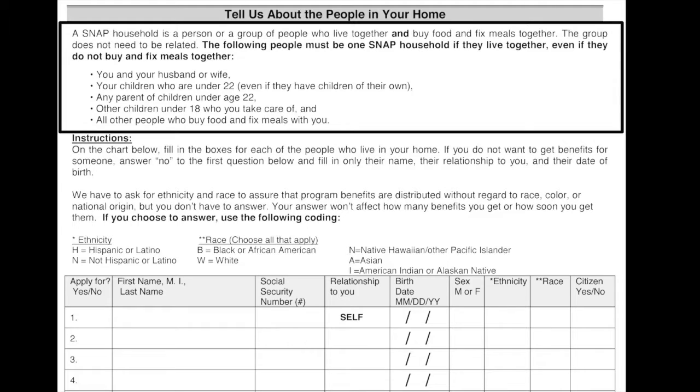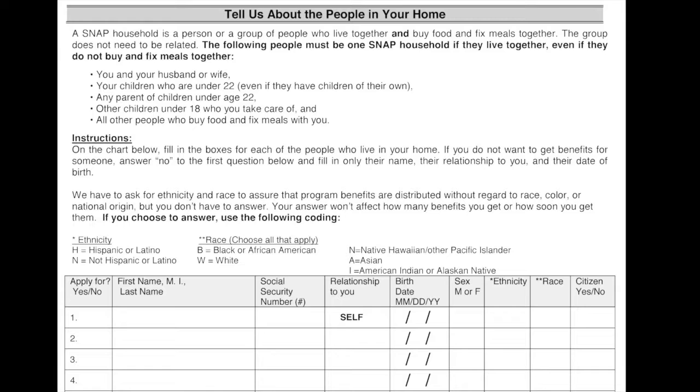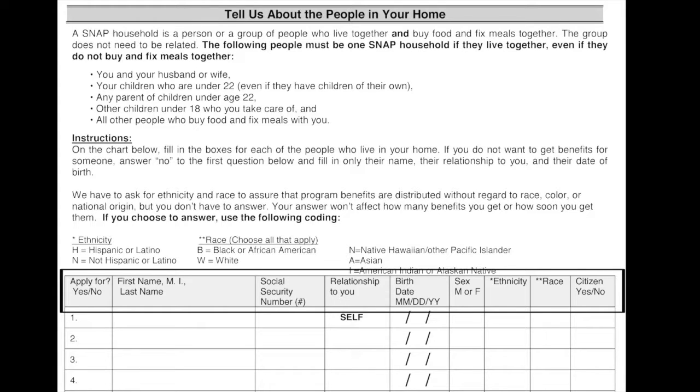So if people live together but buy and prepare their food separately, then you would only list the relevant household. You wouldn't list the people who buy and prepare their food separately. So you would put the basic information here for every person in the household. Use the appropriate codes listed for ethnicity and race in these two columns, and remember to fill in this first column with a yes or no as to whether that person is applying for SNAP. A lot of the times, the first column is overlooked as to whether they're going to be applying or not. Typically, you are applying for everyone in the household, but not always.